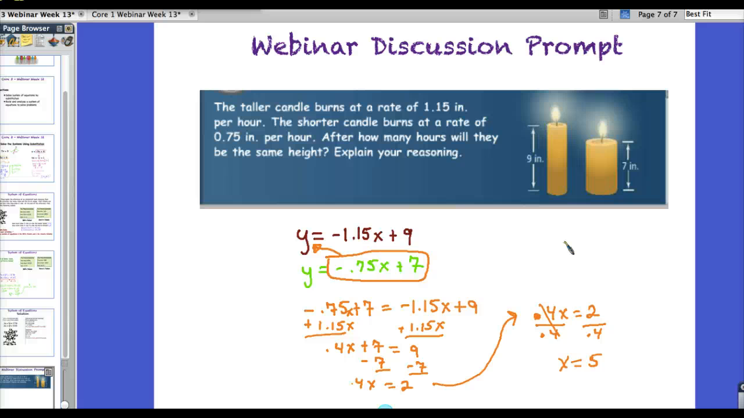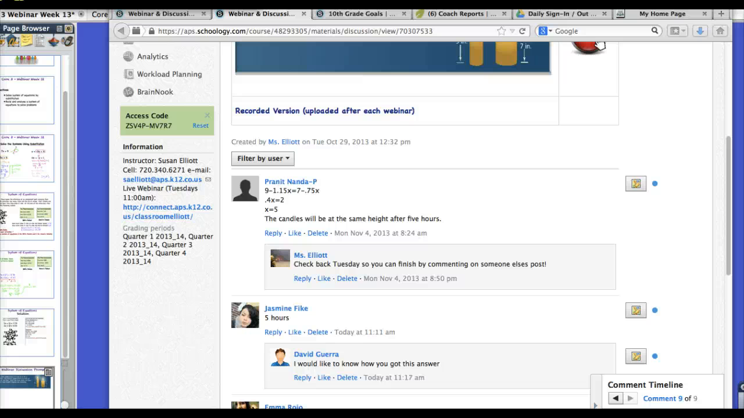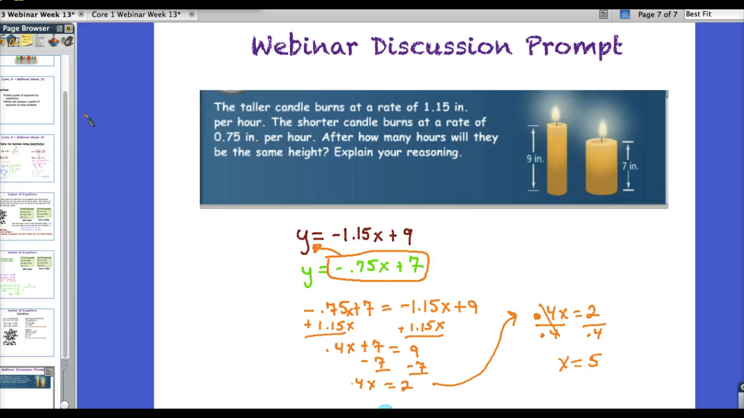All you gotta do is they decrease at, what did Emma say, 1 point? Oh, well, the tall one decreases at 1.15 every hour, and the small one decreases at 0.75 every hour. So after 5 hours, so 9. What we're trying to do is figure out how tall they would be. So how tall would the candles be after 5 hours? What could you guys do? You just gotta find out how many inches they decrease after every hour.